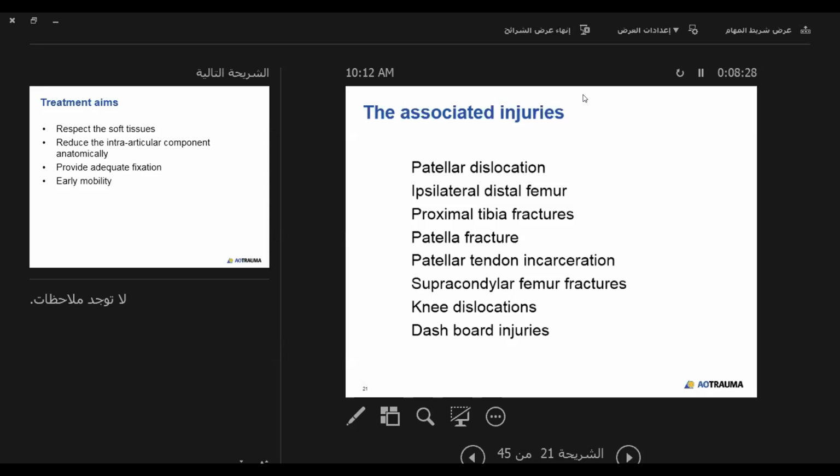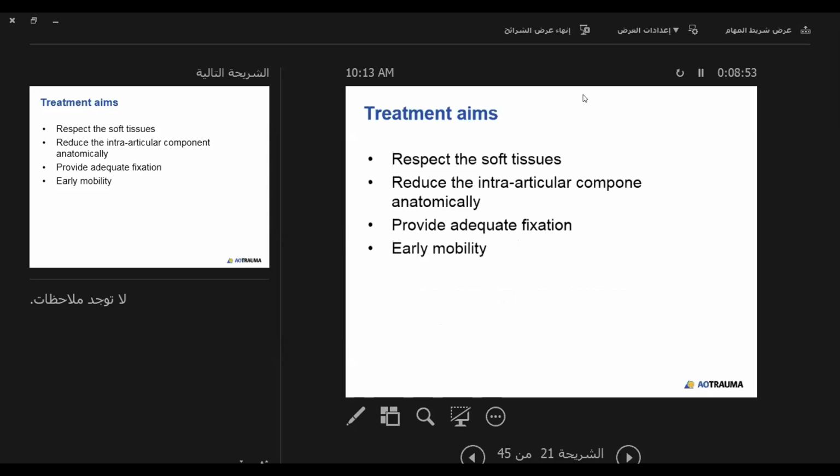Other associated injuries include ipsilateral femoral fracture, proximal tibial fracture, especially when involving the tibial eminence, patellar fractures as a dashboard injury, and patellar tendon incarceration, supracondylar femoral fractures, varieties of knee dislocations, and also dashboard injuries without patellar fracture. These are also associated with Hoffa fracture and need a high index of suspicion.